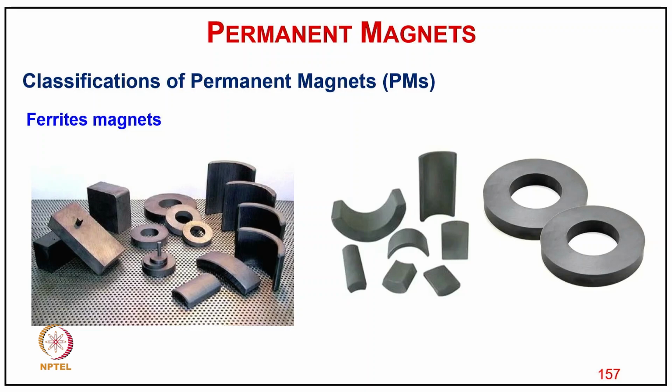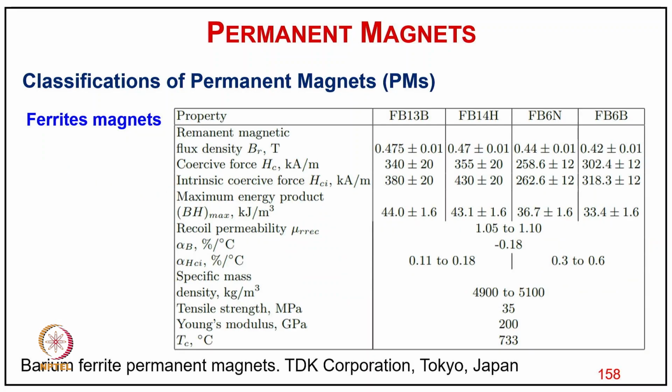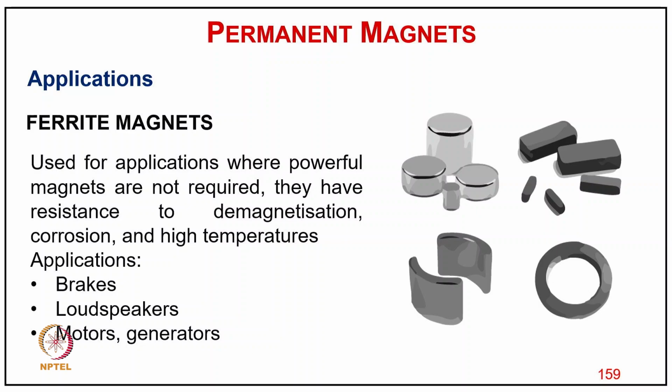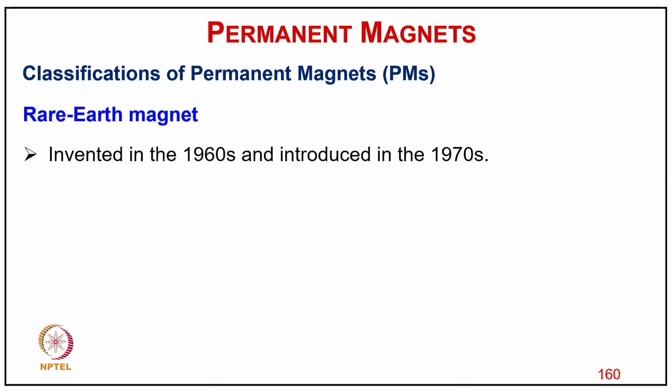Of course, as I said, they are brittle and they are made as a single piece. They cannot be laminated in structure, so they are used for different applications in different shapes. This is the property of the different brands of ferrite magnets, and the shapes. They are used where powerful magnets are not required, and they resist demagnetization, corrosion, and high temperature. Applications are brakes, loudspeakers, motors, and generators.